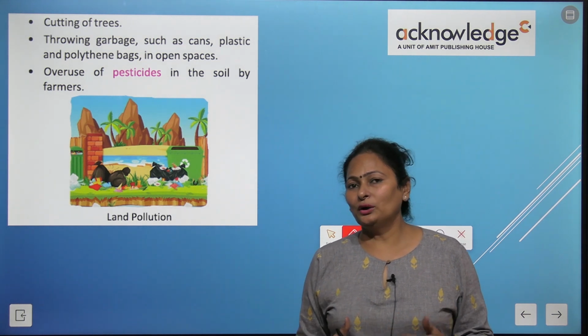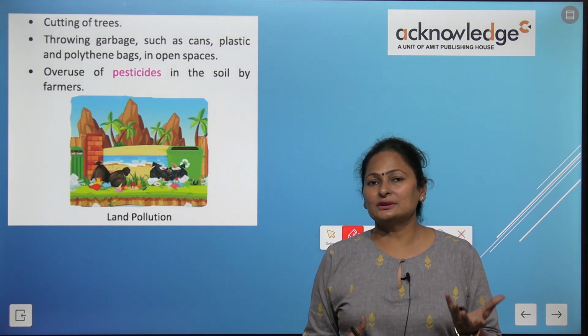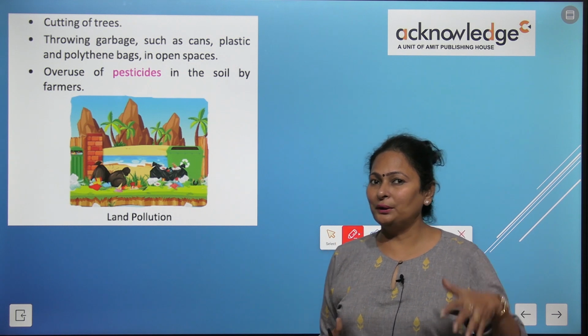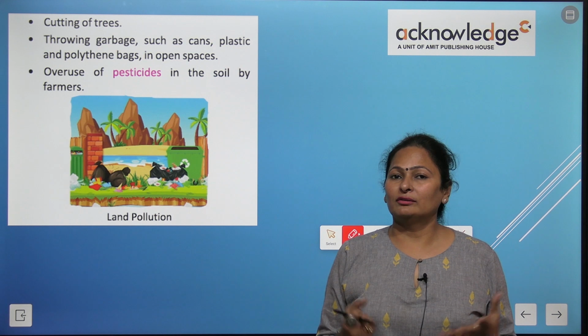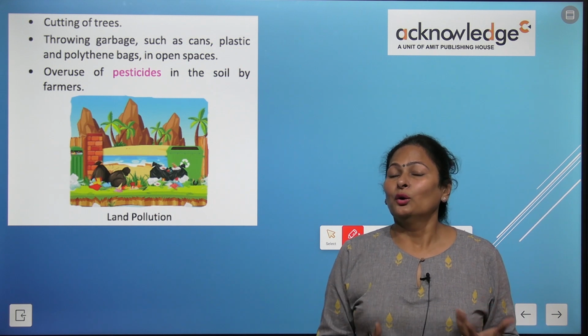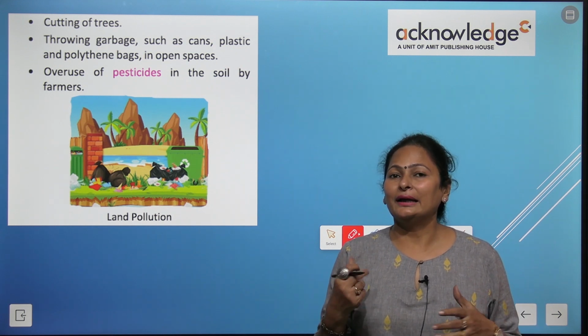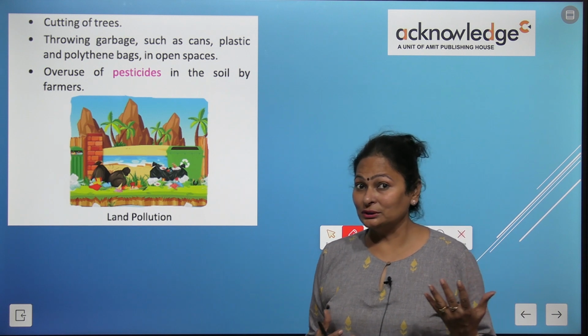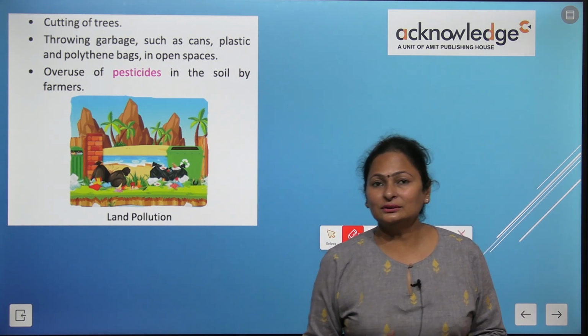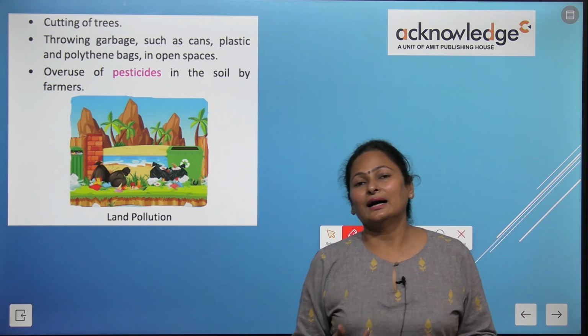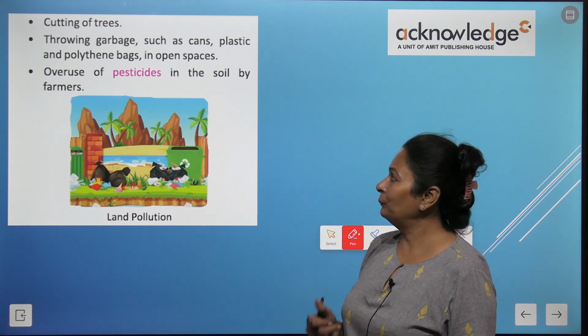If the trees would not be here, what will happen, kids? The roots of the trees go deep into the soil and hold the soil. If the trees are not there, who will hold the soil? It leads to soil erosion. Yes. So cutting down the trees is again causing pollution.